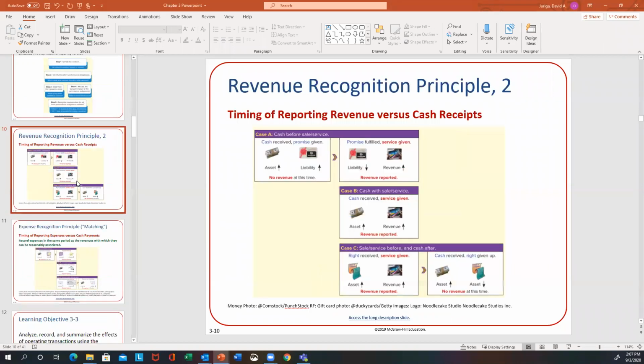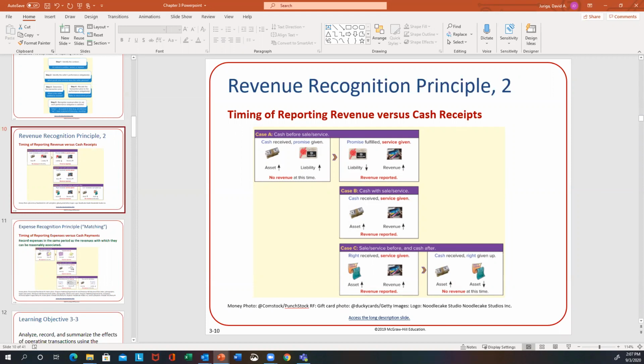Okay, but again, when they're talking about cash receipts, that is non-GAAP. That only occurs when cash is coming in. Revenue is only recognized when cash is coming in, and expenses are only recognized when cash is going out.